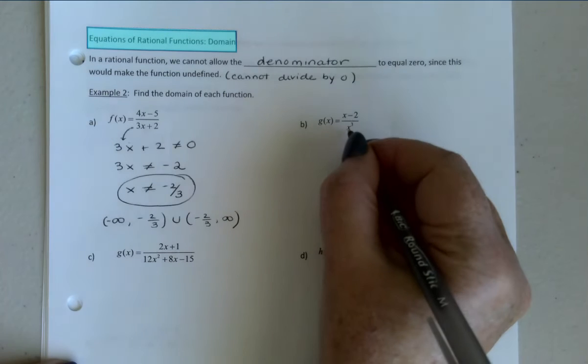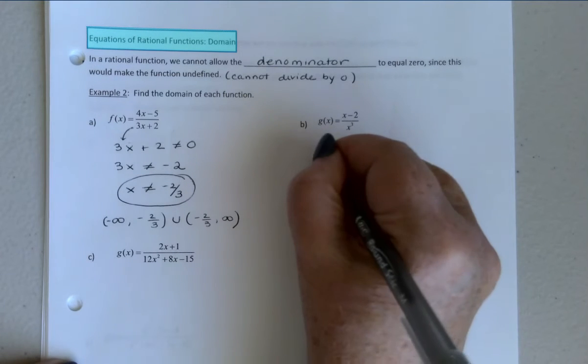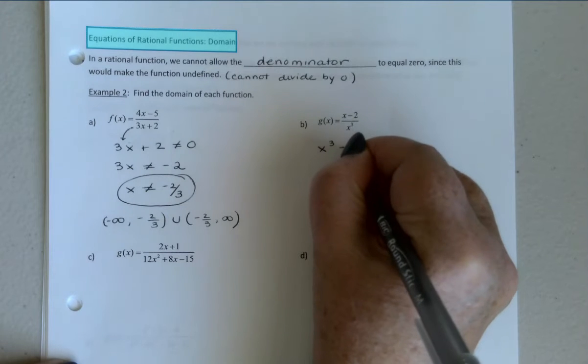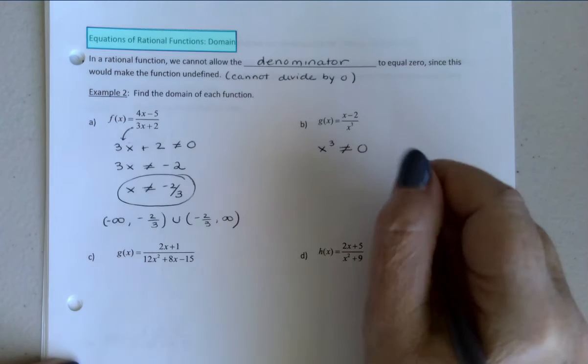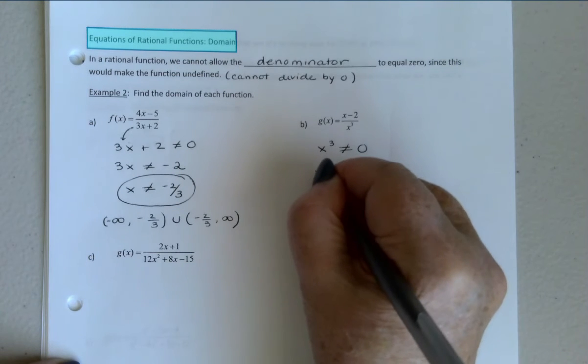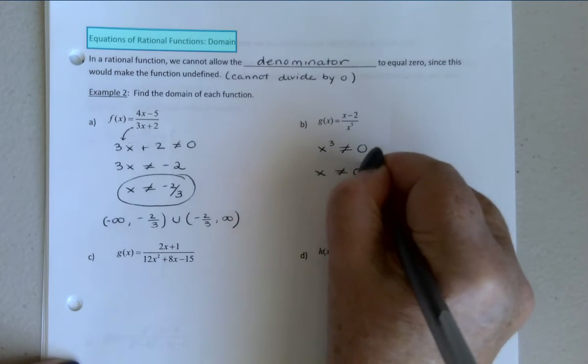All right, in B, my denominator is the x cubed, so I simply have to say that x cubed cannot be 0. And the cube root of 0 is still 0, so that just means that x cannot be 0.